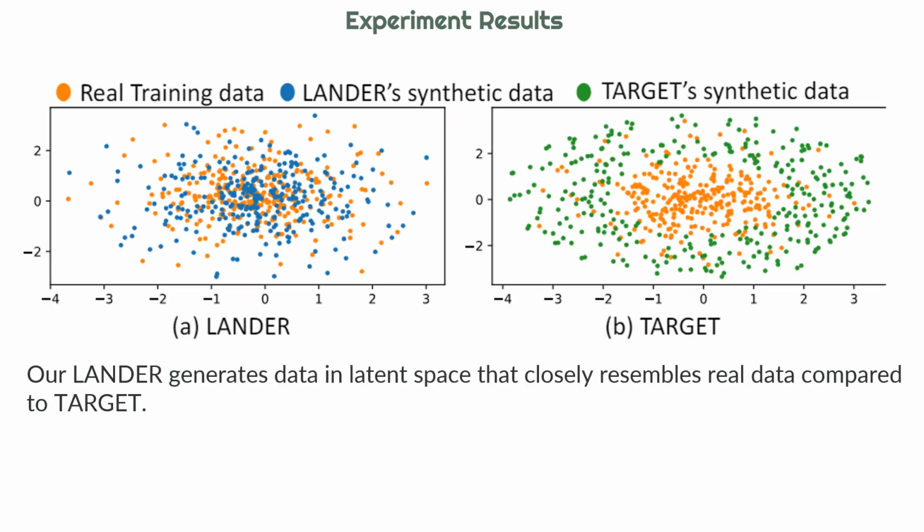Here is the t-SNE chart of our LANDER and TARGET. It is clear that our LANDER generates data in latent space that closely resembles real data compared to TARGET.